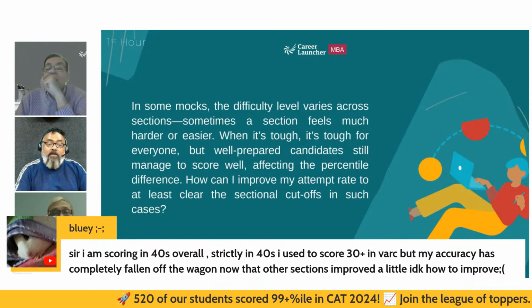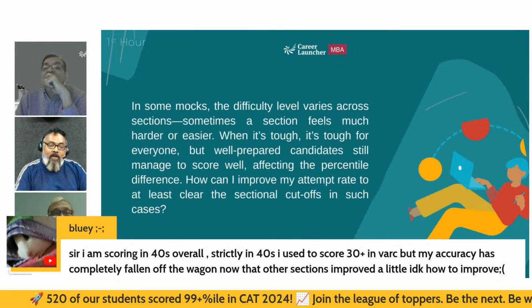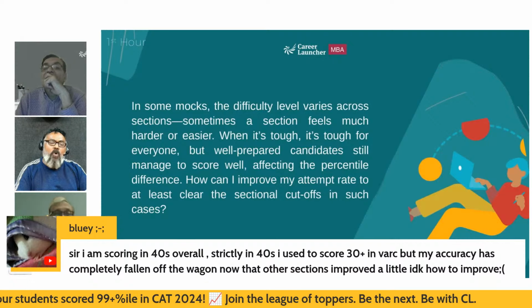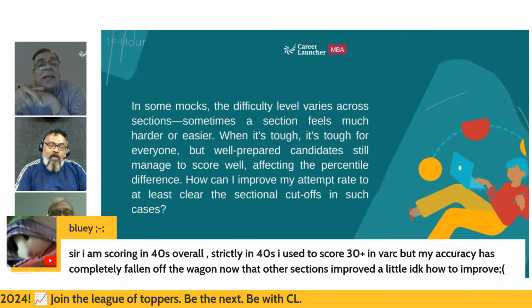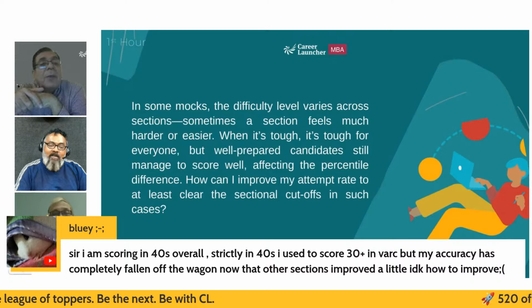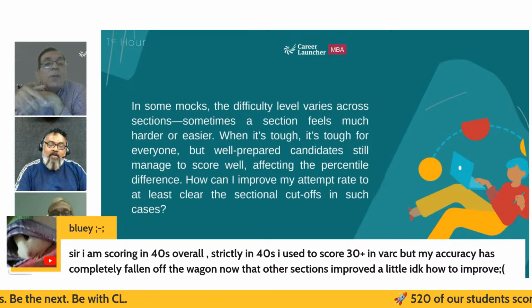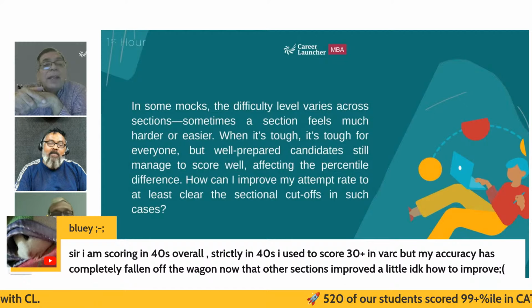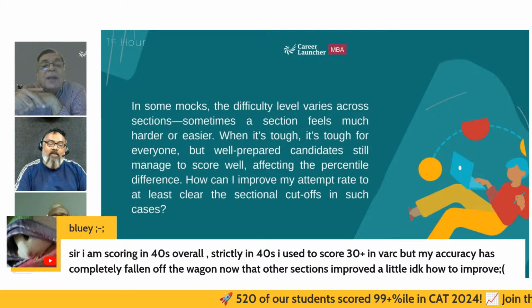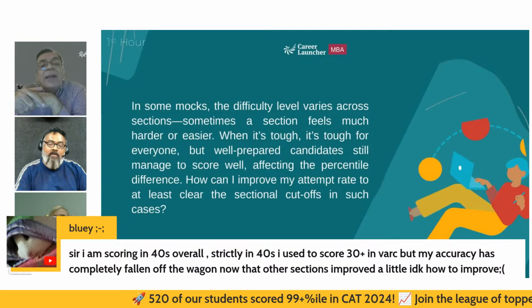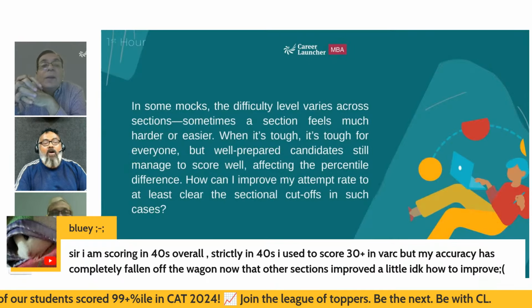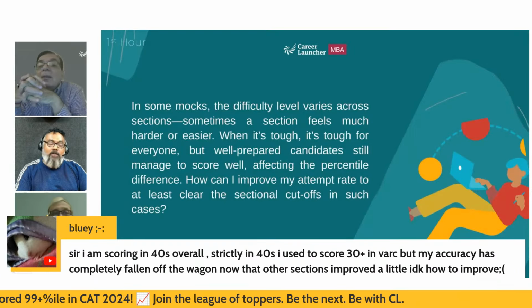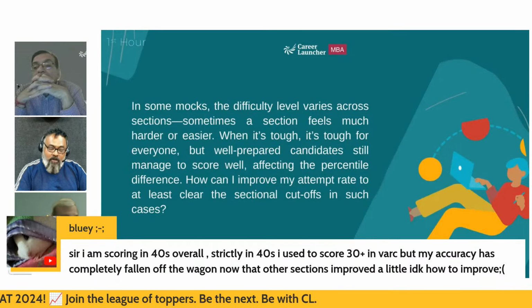So it's saying I'm scoring in the 40s overall. Earlier, he was getting 30 plus in verbal itself. Now, possibly his score in verbal has also fallen significantly because of negatives. Accuracy has gone off completely. So I guess it's a verbal issue he's talking about. All right, so I have to venture a guess in terms of what is happening.